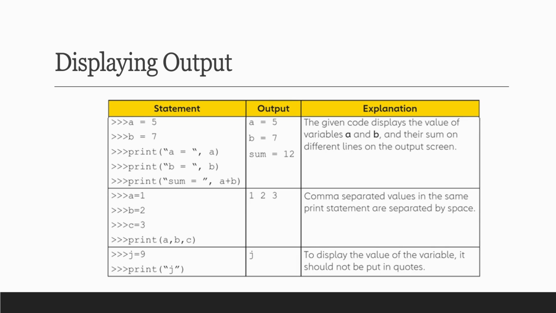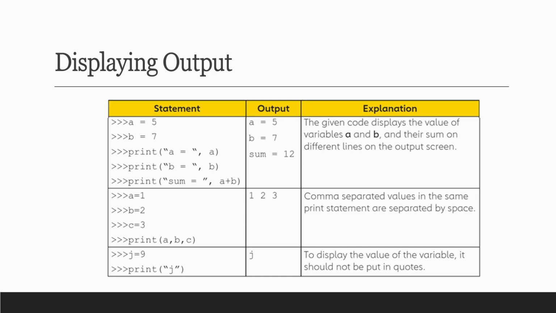Now, in this case, the first block of code, we have two variables, a equal to 5, b equal to 7. The code uses the print function to display the value of these variables on separate lines. The first print statement is print within double quotes a equal to, then a. So this will display a equal to 5. In the second print statement, print within double quotes b equal to, then comma b. This will display b equal to 7.